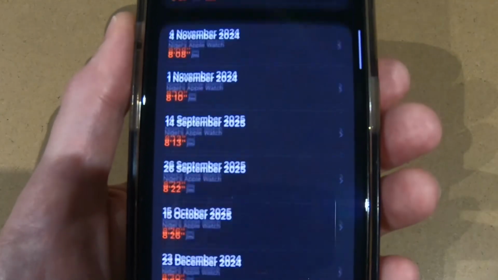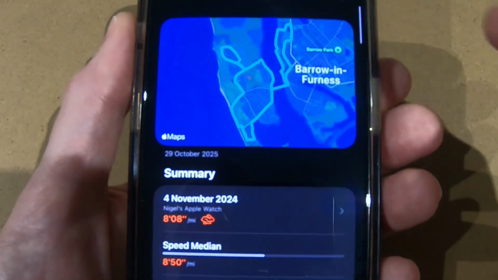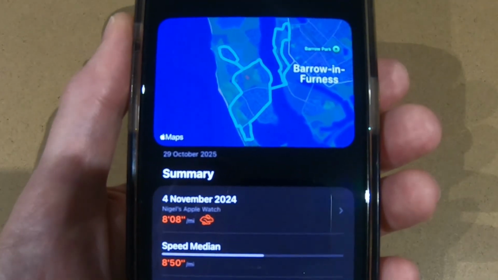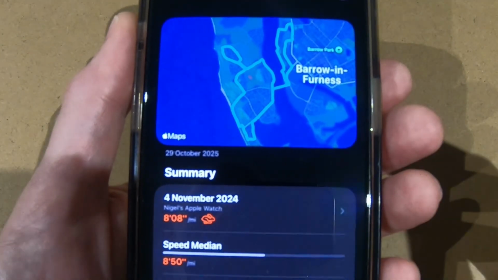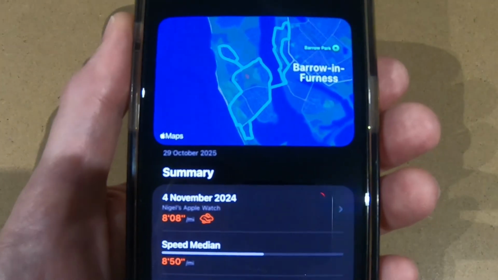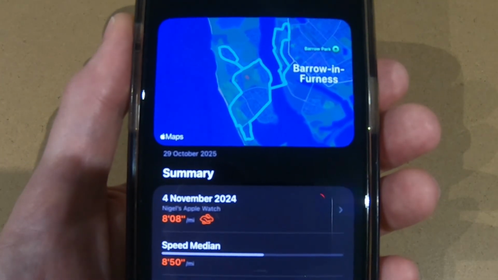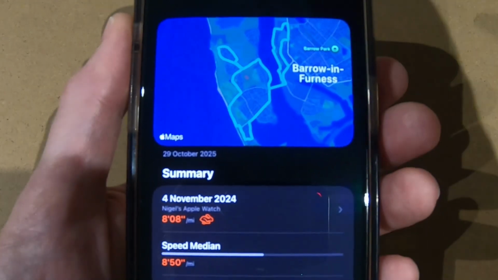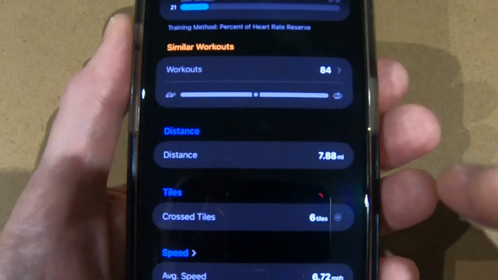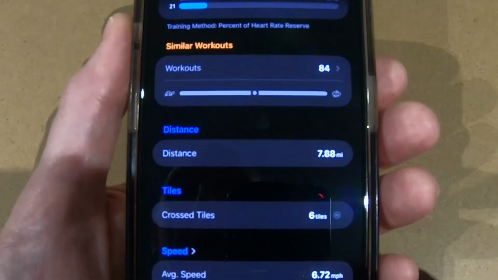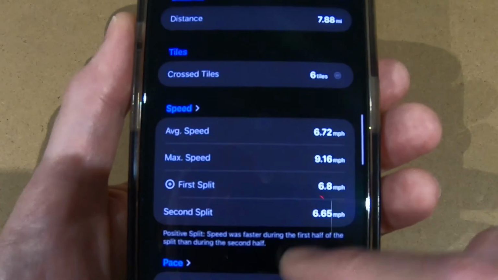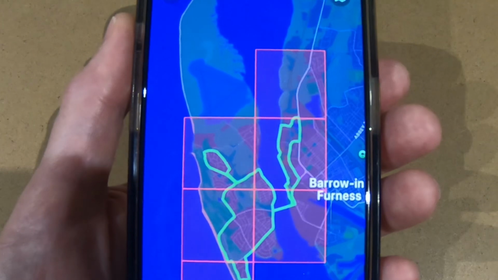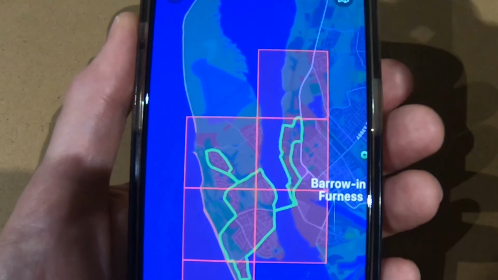And I find that really good. If you want to go and do this run and you think, I really want to push it, I want to try and beat my best time at this, you can come in here, have a look, 8 minutes and 8 seconds are my best. You can put that into your Apple Watch and pace yourself against that run. So I find that really useful. Then you have distance, the tiles crossed, so that just shows you how many tiles you've crossed in that run.